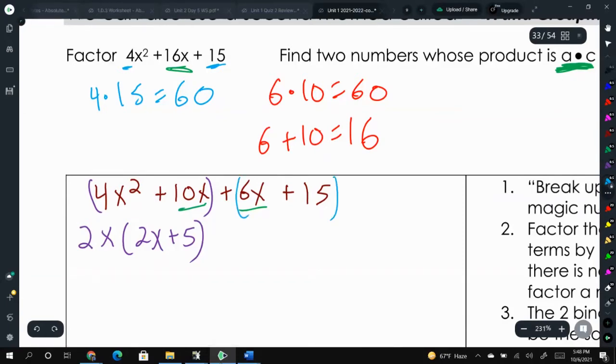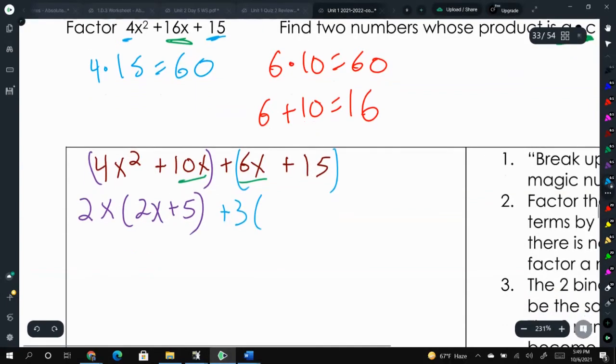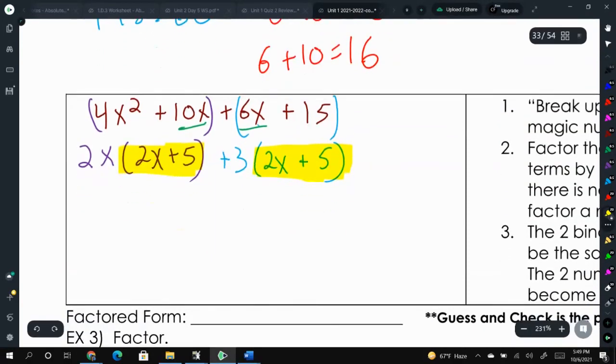Then here I have 6x plus 15. The GCF of this part is 3. You can factor out a 3. And what we are left with, if I divide 6x by 3, I get 2x. 15 divided by 3 is 5. So notice how these two things match. They should be the same. If they are not the same, then that means you messed something up with factoring.